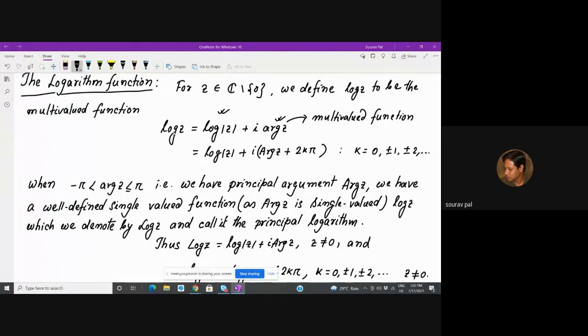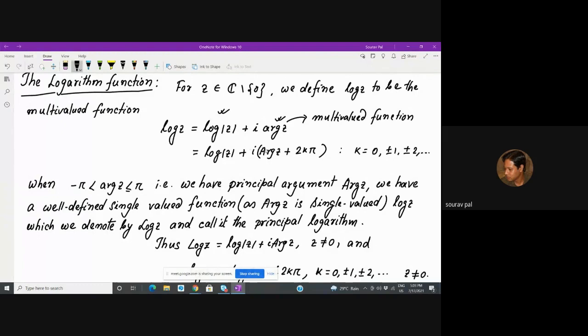So therefore, we have all values of log z this way: log mod z, this is the real logarithm, we all know about it, and the rest is i times this, where k runs over all the integers. So if we want to make it a single valued function like what we did with arg z, then we have to choose only one k. For example, if k is equal to 0, then we have log mod z plus i arg z. So this is single valued definitely because the principal argument is single valued.